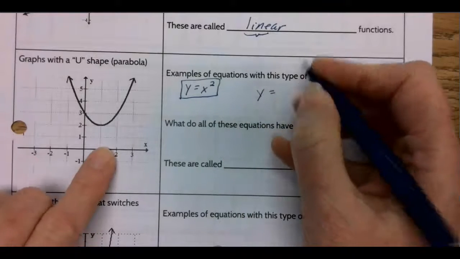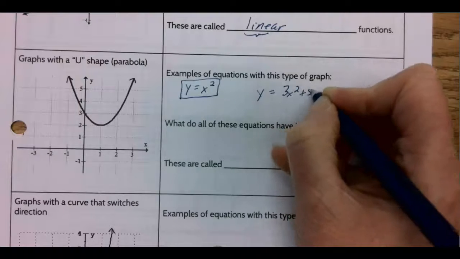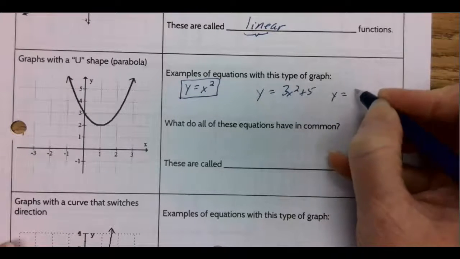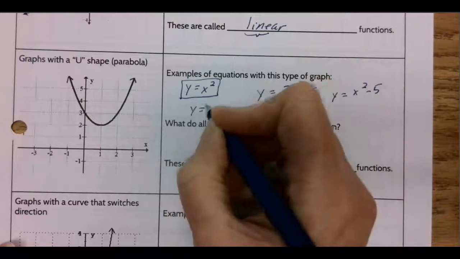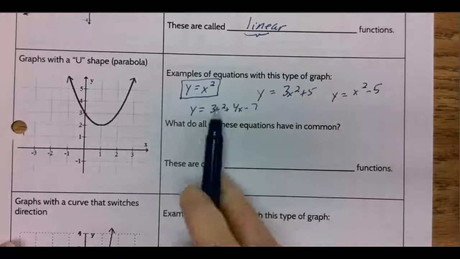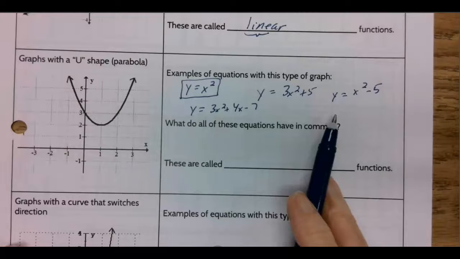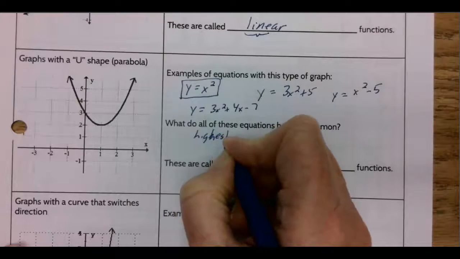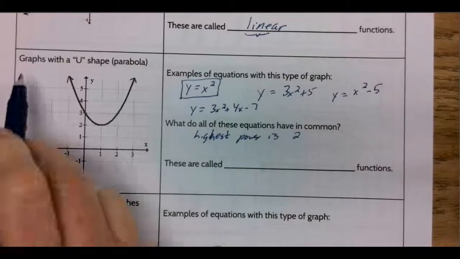Y is equal to 3x squared plus 5 is a parabola. Y is equal to x squared minus 5. Y is equal to 3x squared plus 4x minus 7. These are all going to be parabolas. They're all going to be a U-shape. What do they all have in common? Their highest power is 2. It's called a quadratic.